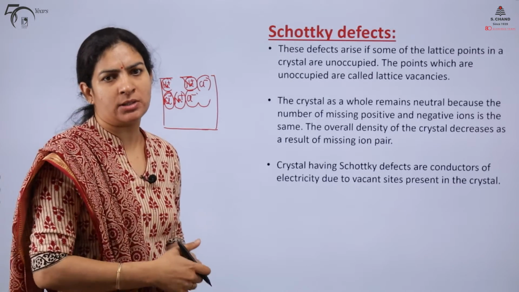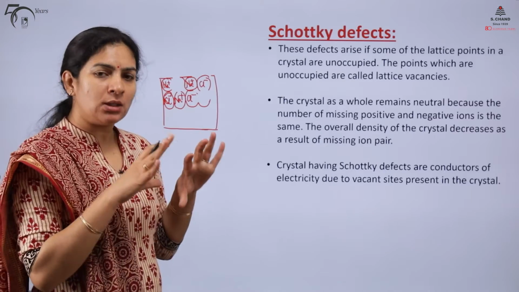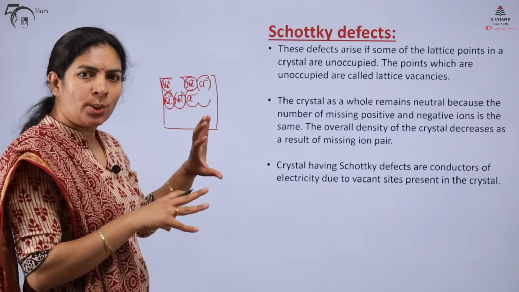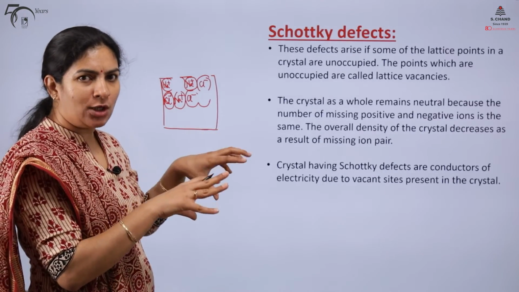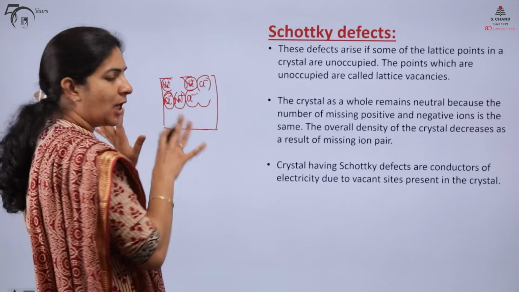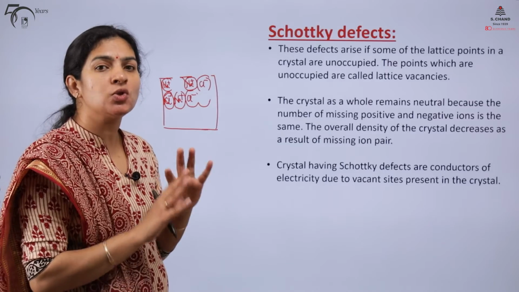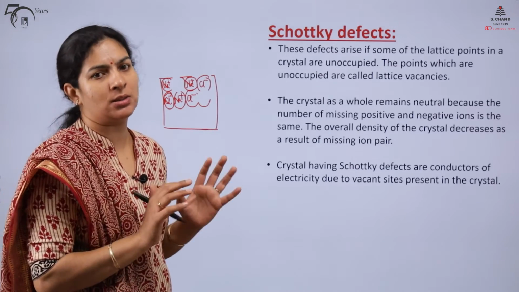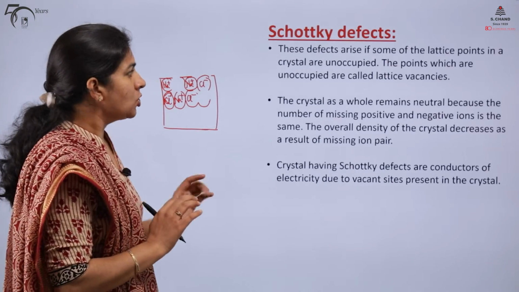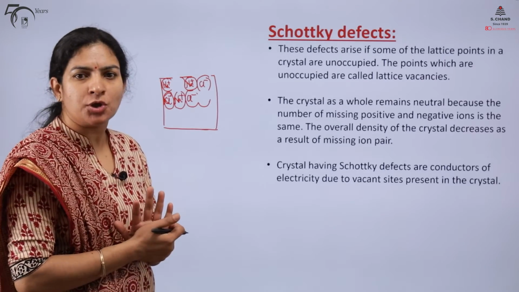is missing from the crystal, right? If it is missing, then of course the perfect geometry or arrangement of these ions in the crystal gets disturbed. So this crystal is no longer a perfect crystal. So this is having a defect. This type of defect is called a Schottky defect.